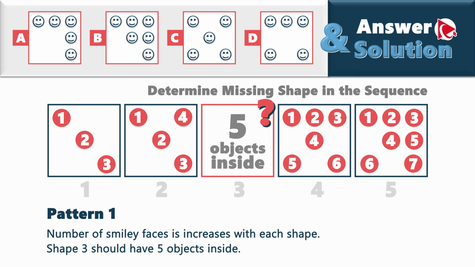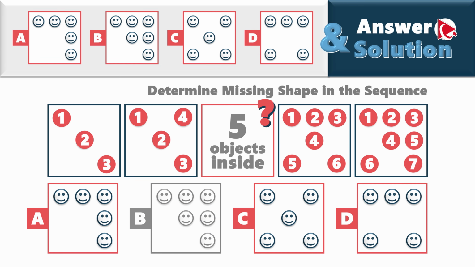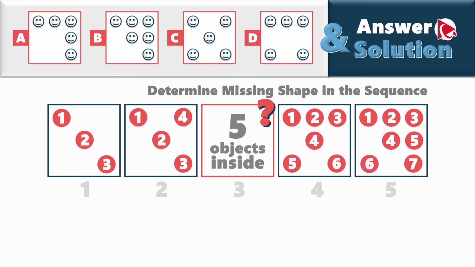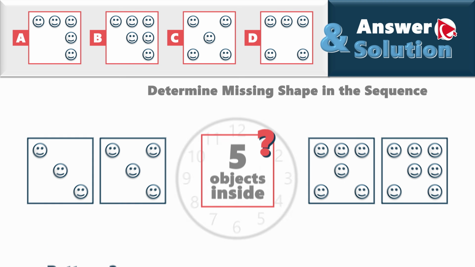Well, it helps us a little bit because it eliminates choice B, but we still have choices A, C, and D we need to sort through to make sure we can find the right answer. Well, we do it by finding the second pattern. And the second pattern is that shapes fill the corners first, and then starting at 12 o'clock, they fill up the missing spaces. Let's look at the example.